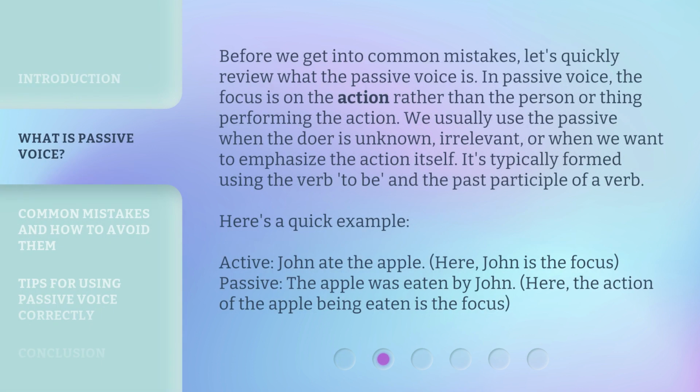Before we get into common mistakes, let's quickly review what the passive voice is. In passive voice, the focus is on the action rather than the person or thing performing the action. We usually use the passive when the doer is unknown, irrelevant, or when we want to emphasize the action itself. It's typically formed using the verb to be and the past participle of a verb.